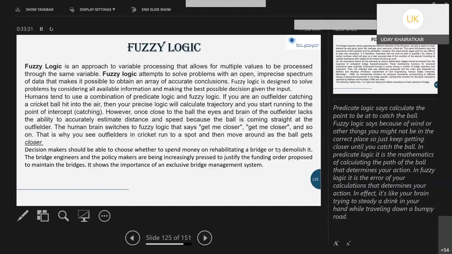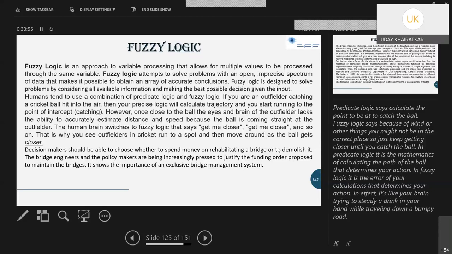Humans tend to use a combination of predicate logic and fuzzy logic. If you are an outfielder catching a cricket ball in the air, then your precise logic will calculate the trajectory and you start running to the point of intercept. So if a ball is hit high in the air by a batsman, then the fielder on the boundary runs to a certain point where he thinks that the ball is going to land.